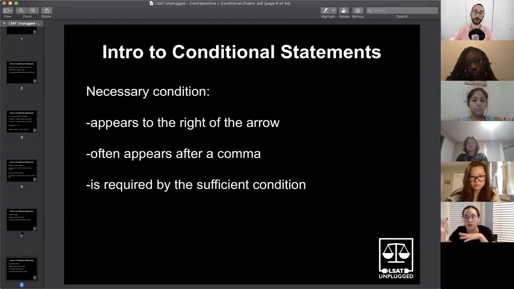If you're lacking the words if then, the comma becomes even more important in a lot of cases. And again, it's required by the sufficient conditions. You could think that the sufficient is forcing something else to occur. The necessary is what must follow. And there can be chronological aspects to that, although there aren't always.